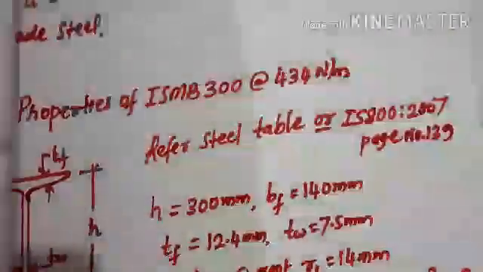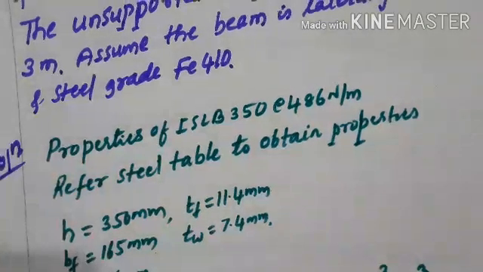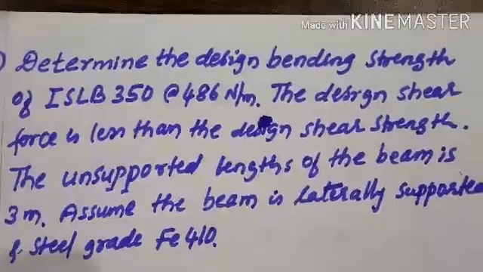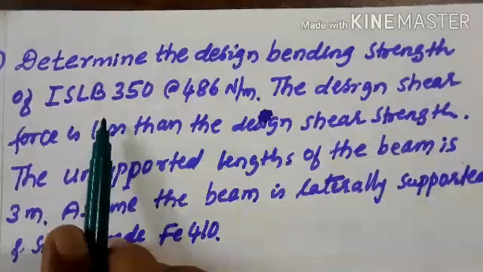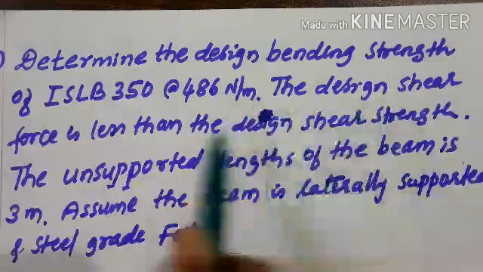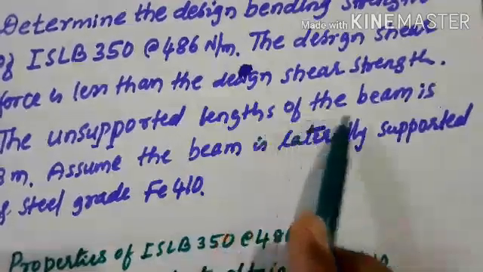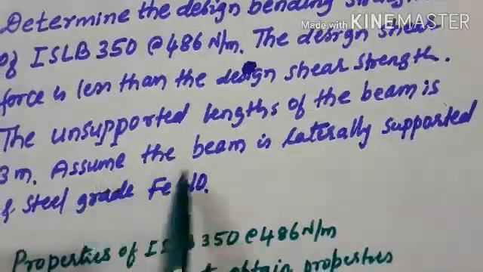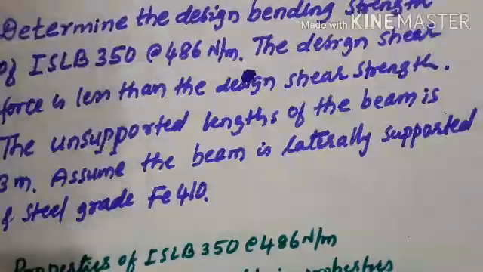So let us take one more example. We'll solve one more example here. Determine the design bending strength of ISLB 350 at 486 Newton per meter. The design shear force is less than the design shear strength. The unsupported length of the beam is 3 meter. Assume the beam is laterally supported and the steel grade is Fe410. So this is the problem given.